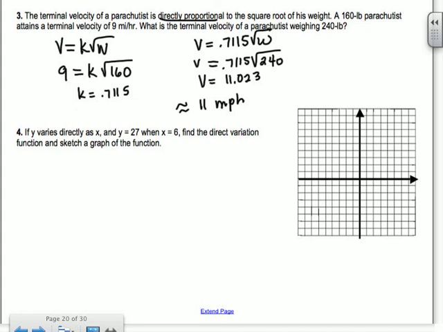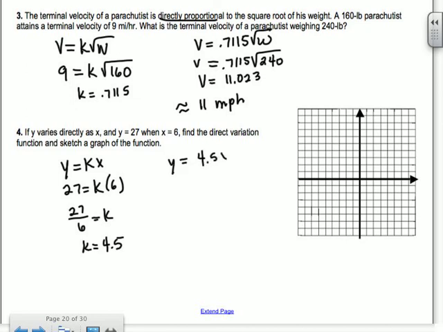So if y varies directly as x, so y equals k times x, and y is 27 when x is 6, find the direct variation function. So you have 27 over 6 equals k. So k equals 4.5. All right, so my direct variation function is y equals 4.5 times x. Now notice 4.5 is also 9 over 2 if you want to write it that way. Either way.